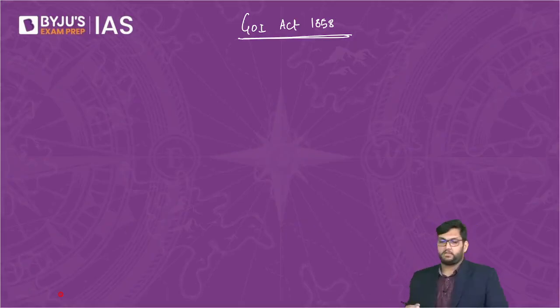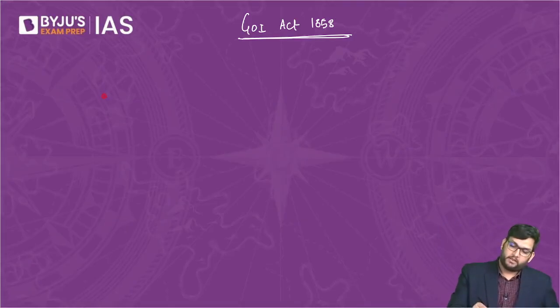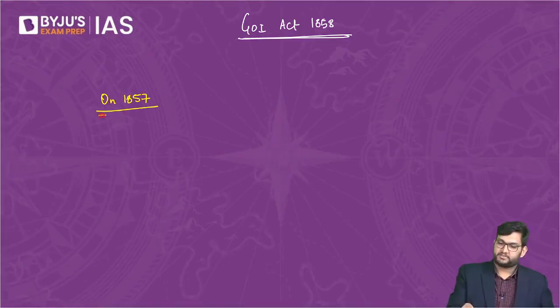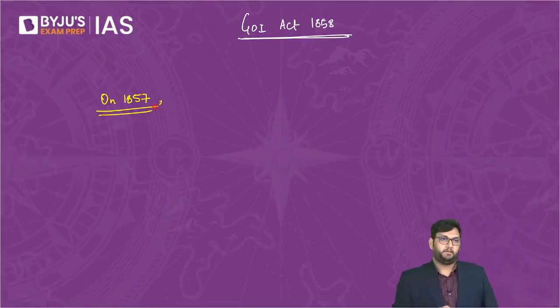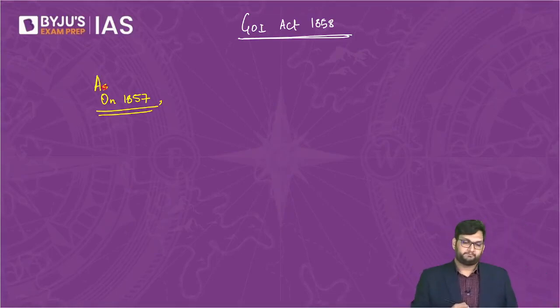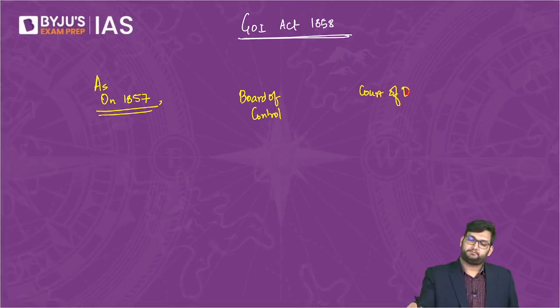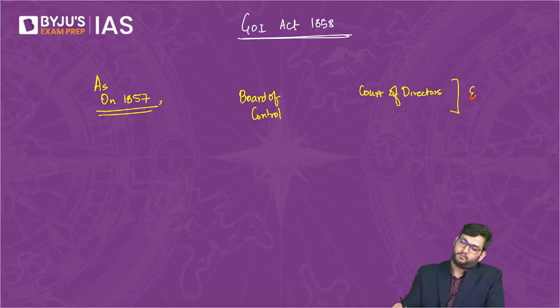Okay. So to do that, we have to see that in 1858, what is the structure of the East India Company? So as of 1858, what is the structure? The structure I have already given you is there is a Board of Control, there is a Court of Directors, they sit in England.